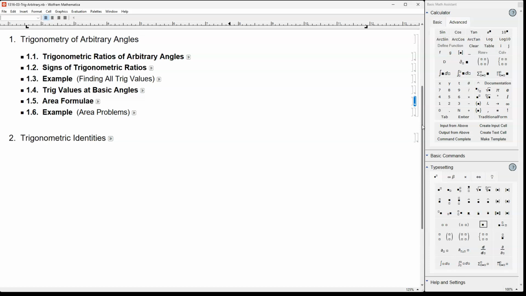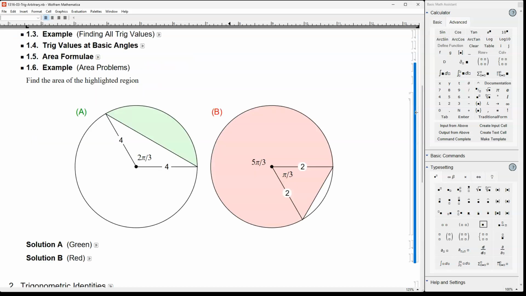I made a bit of an adjustment from the previous notebook, previous lesson video, I mean. So I did it again here. Okay, let's go to the area problem here in 1.6. Here we go. Find out the area of this green region and red region here.